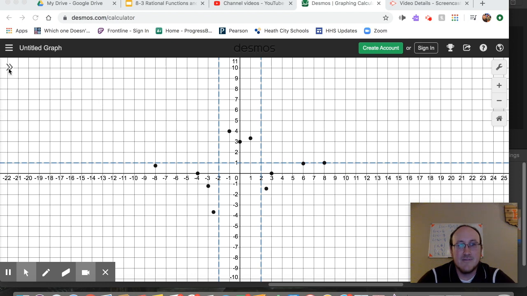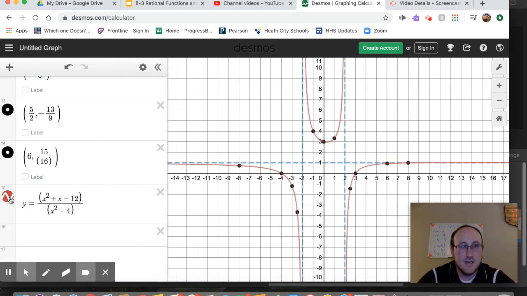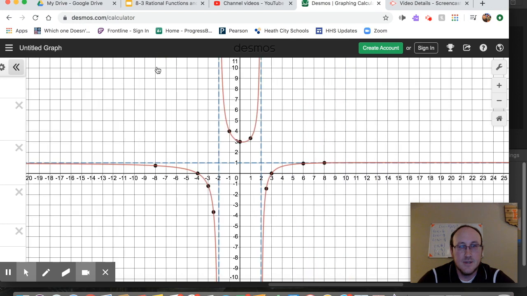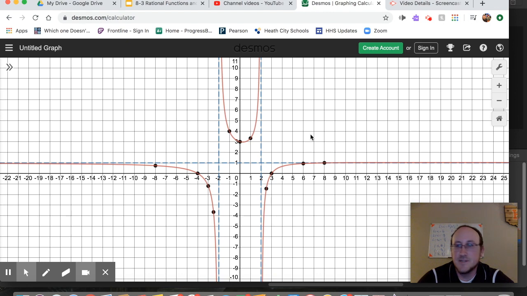I've already graphed it, so I'm just going to use the technology here to go ahead and draw it through those points as best I can. So go ahead and turn that on real quick, so you can see that. There's what the graph would look like. You can see it passing through all those points, behaving how it should near the asymptotes and everything. So there's the graph of that rational function.